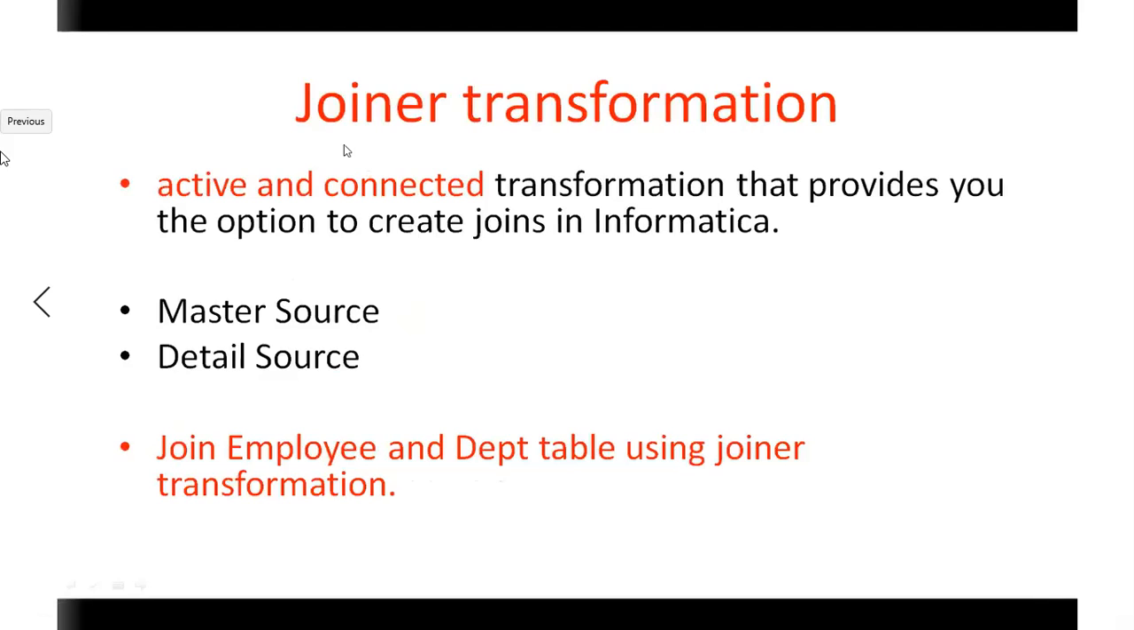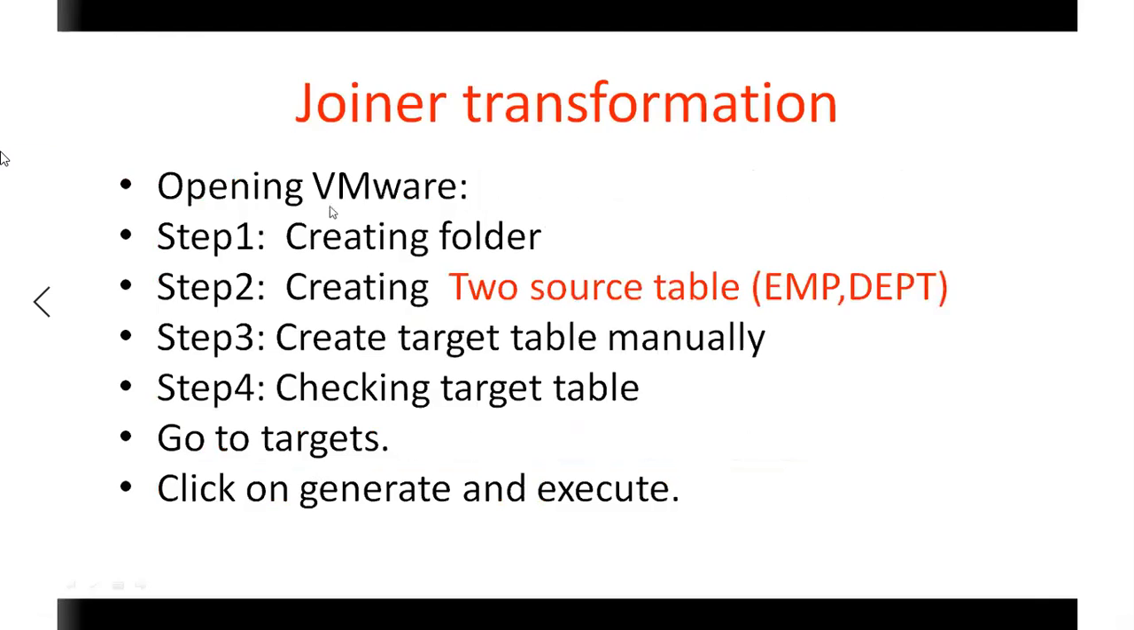In this transformation you have a master table as well as a detail table. What is a master table? The first table you created, you call a master table. The table you created after that, you call a detail table. That means joiner transformation uses the employee table and this table. These are all the steps to perform the joiner transformation.